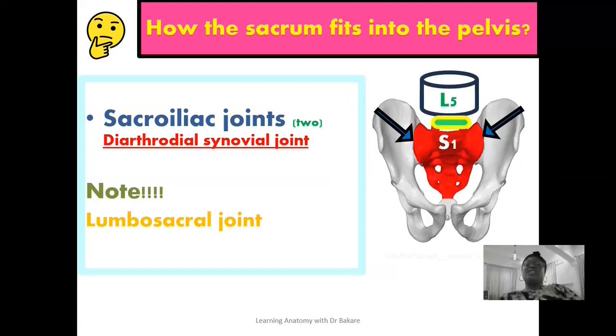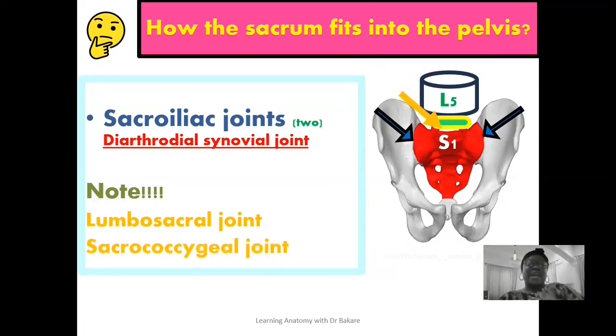So you see that it is not connected with just the ilium. Superiorly, it is seen to form a connection with the fifth lumbar vertebra. And this joint is referred to as the lumbosacral joint. This joint can be classified as a cartilaginous joint, and specifically it can be classified as a secondary cartilaginous joint. And this is the joint created here at this point.